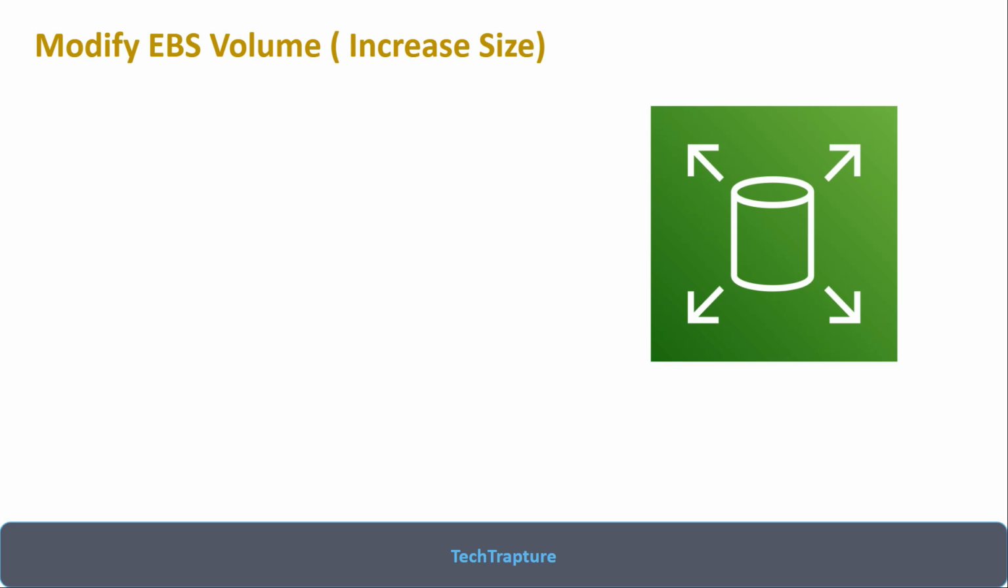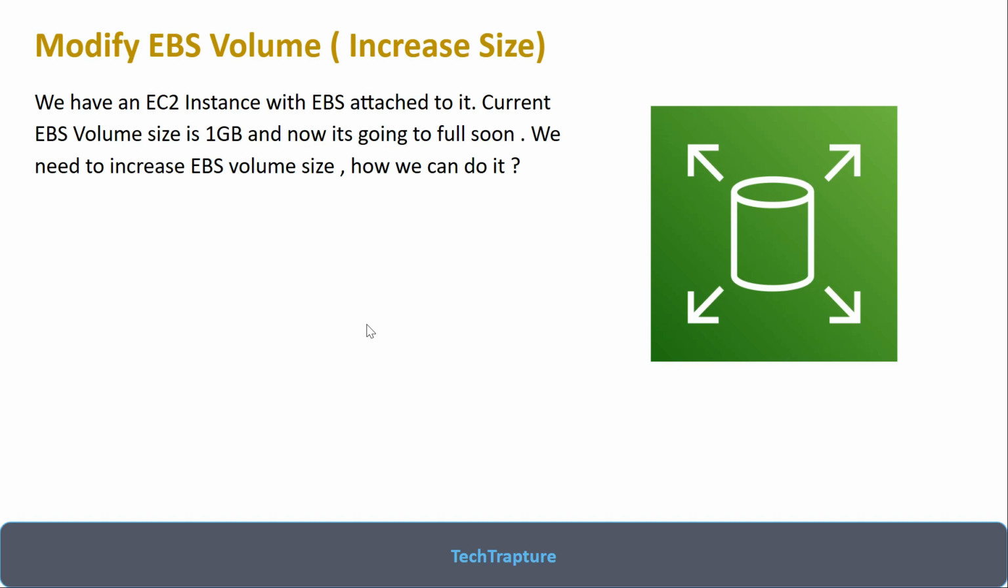Okay, so let me show you the problem statement. We have an EC2 instance with EBS attached to it. The current EBS volume is 1 GB and it's going to get full, so we need to increase the EBS volume size. How can we do that?